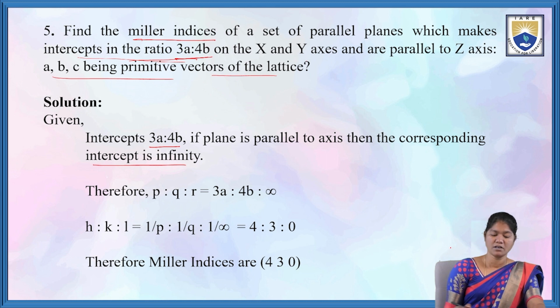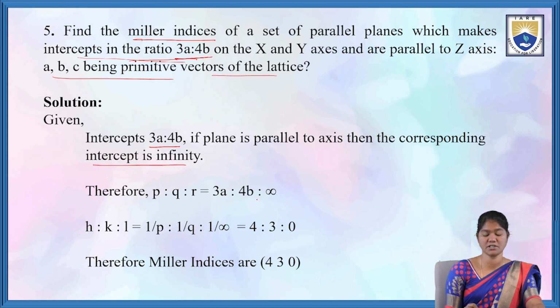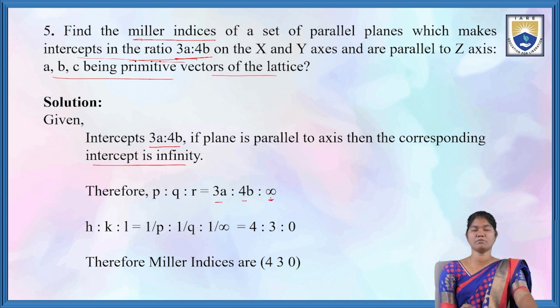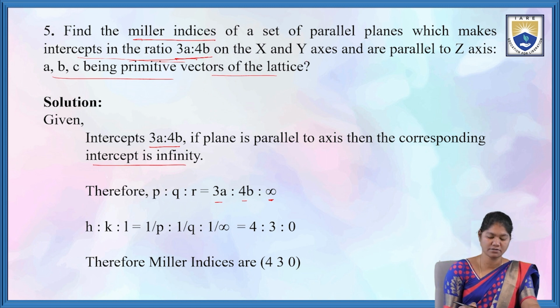So when taking the intercept ratio, p is to q is to r is equal to 3a is to 4b is to infinity. The intercepts are 3a and 4b, but the third intercept is infinity because it is parallel to the axis. So h is to k is to l is equal to 1 by p is to 1 by q is to 1 by infinity. So it is equal to the ratio 4 is to 3 is to 0.